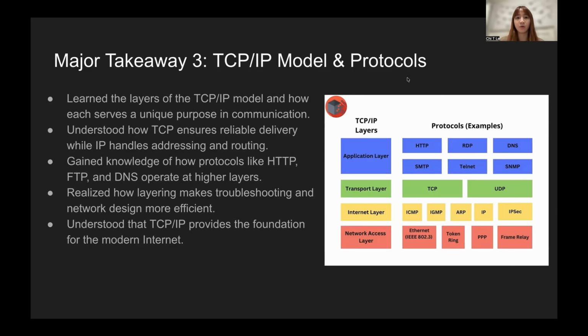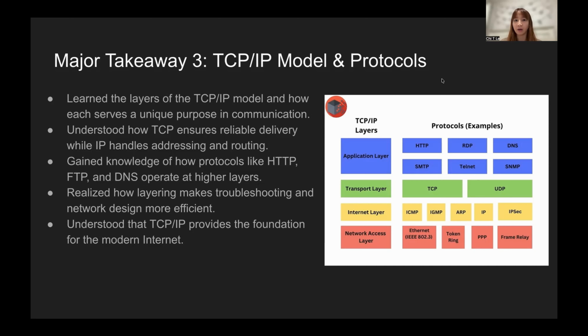And the third major takeaway for our group was learning about the TCP/IP model, which stands for Transmission Control Protocol, Internet Protocol, and the protocols that make the Internet possible. We came to understand how each layer plays a specific role. For example, TCP ensures that data actually arrives in order and without errors, while IP handles the addressing and routing of the packets to the right destination.